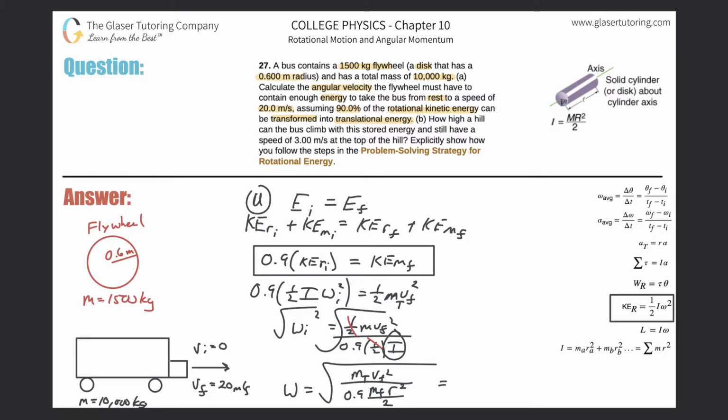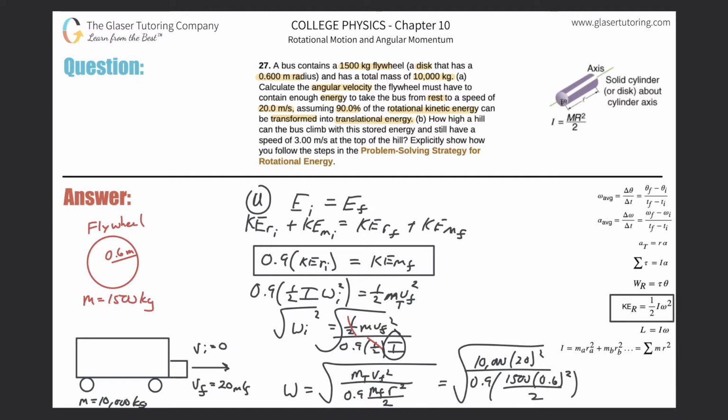So now here's our value, okay? Now all we have to do is plug in the numbers. So the mass of the truck was 10,000 kilograms. The final velocity they told us of the truck, it had to obtain 20 meters per second. That's squared, then divided by 0.9 times the mass of the flywheel, which was 1,500, multiplied by its radius of 0.6 meters. And that's squared, all divided by 2.